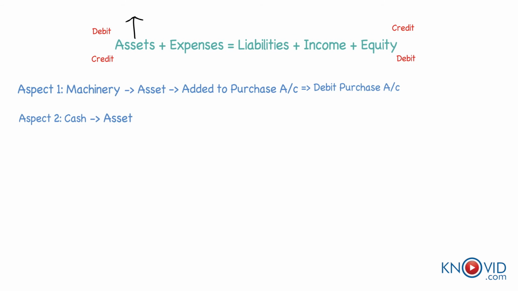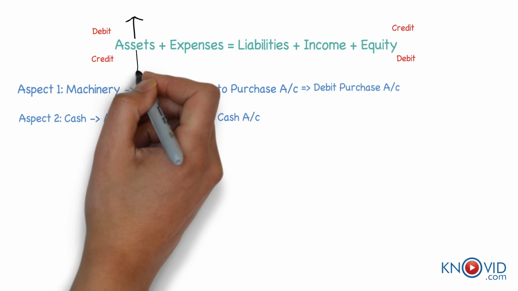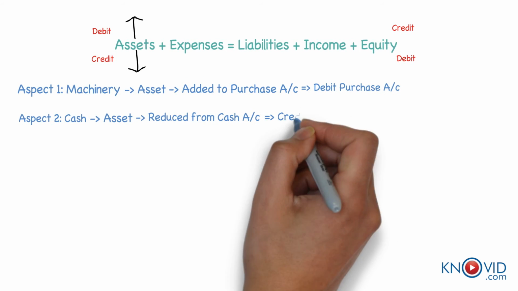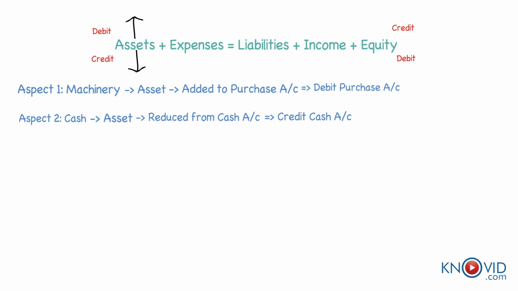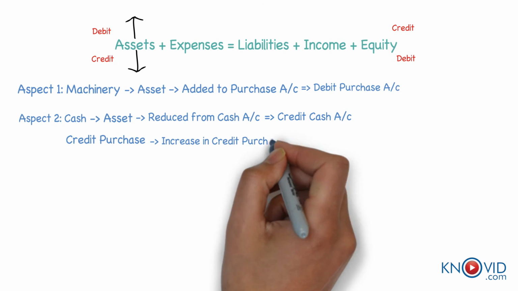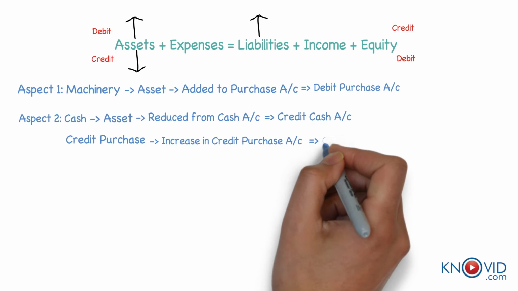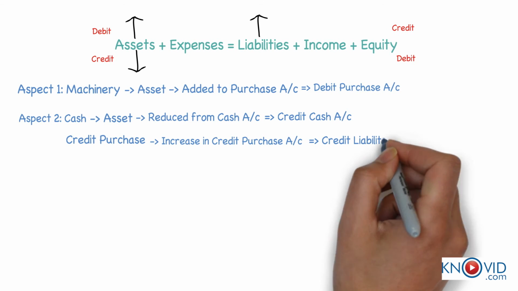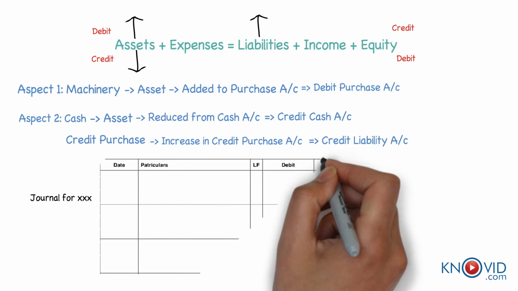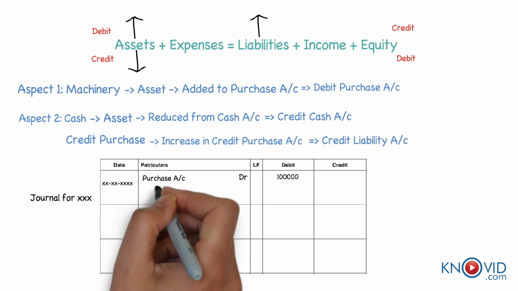Cash is an asset and it is reduced from the company's cash account. Since the asset is reducing, as per the accounting equation, we need to credit the cash account with rupees 60,000. Credit purchases, that is, the amount to be paid by Santo Engineering has increased. Therefore, as per the accounting equation, we need to credit the liability account of supplier A with rupees 40,000. Thus, through accounting, we have shown how Santo Company made the payment to buy the machinery.